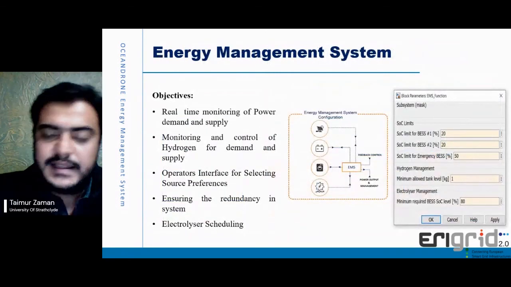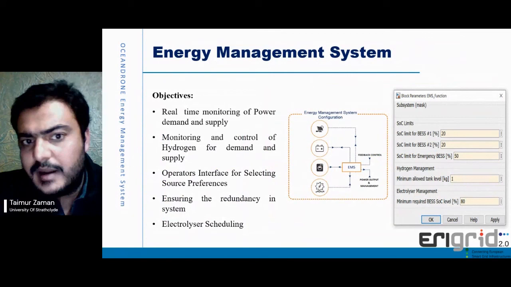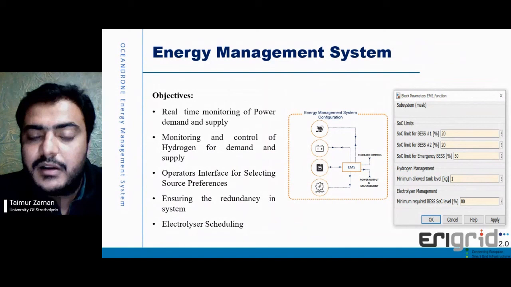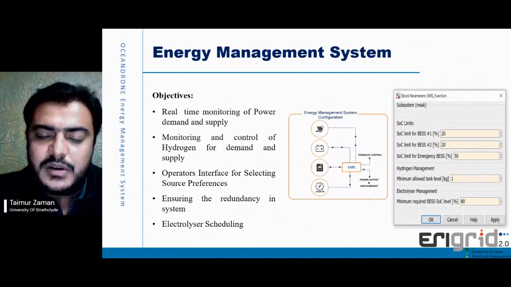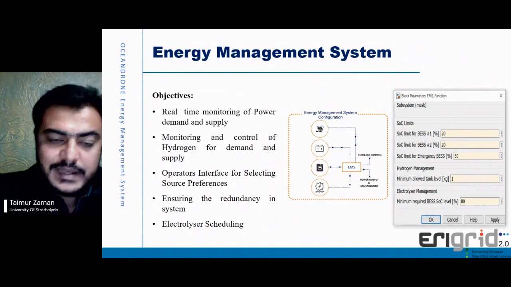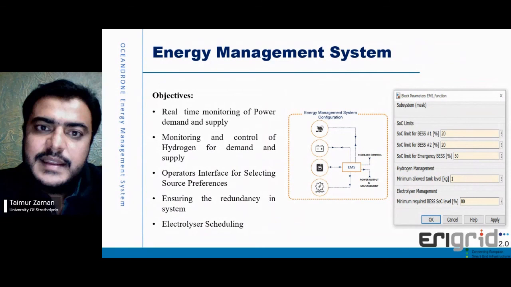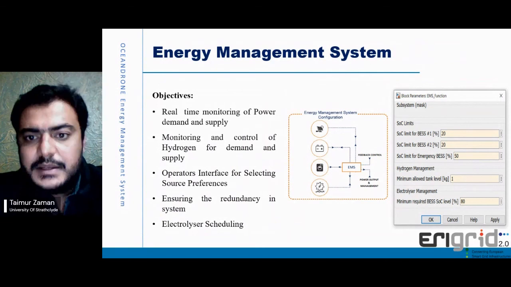The energy management system has been the main core of this overall project, which was developed along with the architecture of the overall scheme as well as the control algorithms and power converters. It does real-time monitoring of power demand and supply, shown to the observer who is operating the vessel. It also monitors and controls the hydrogen demand and supply, and ensures redundancy in the system by showing alarms. Most importantly, it keeps the electrolyzer turned on for balancing the hydrogen demand and supply. This is what we did in the energy management system.